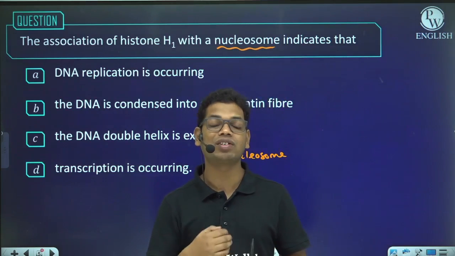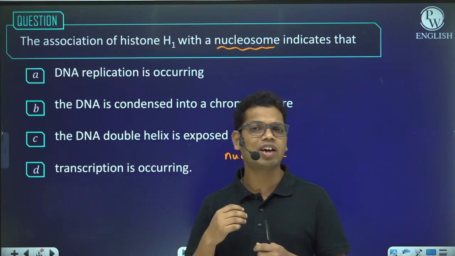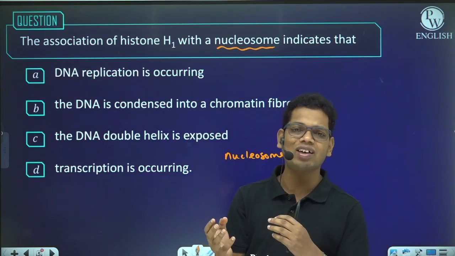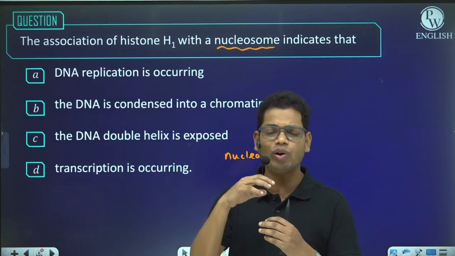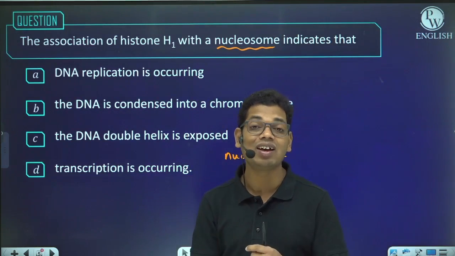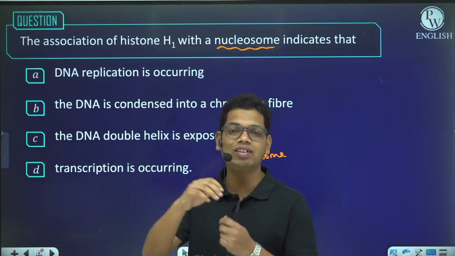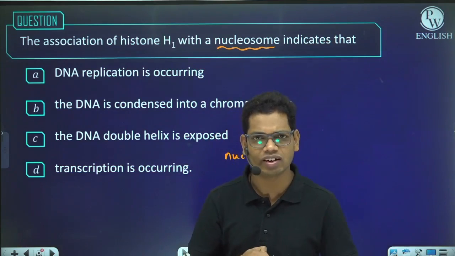Okay, and they are basically basic proteins, positively charged proteins. Okay, so these positively charged proteins have positively charged amino acid residues on their surface, and they help to neutralize the negative charge of the DNA molecule. That will ultimately help the coiling or packaging of the DNA molecule.